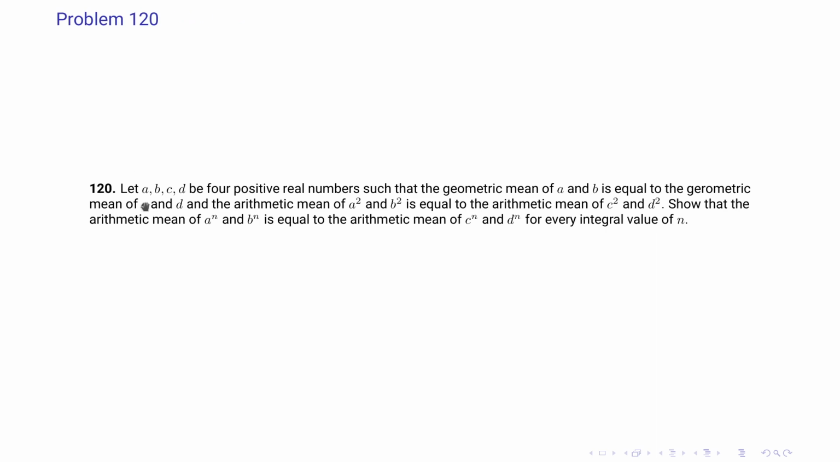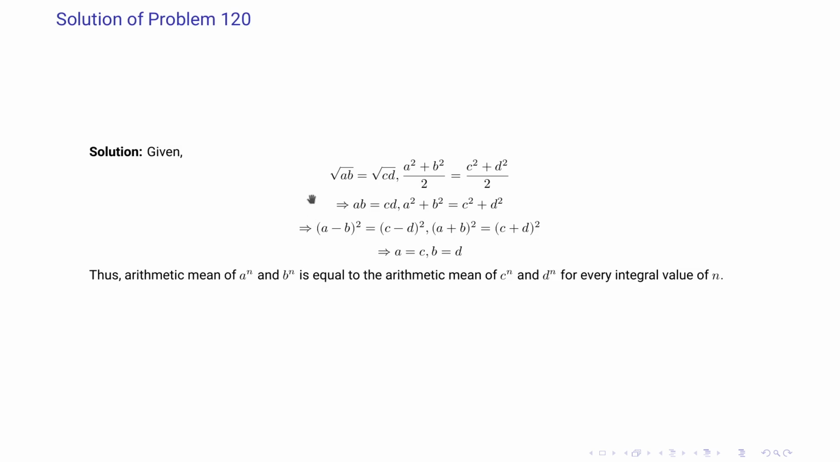Problem 120 says that let A, B, C, D be 4 positive real numbers such that geometric mean of A and B is equal to geometric mean of C and D, and the arithmetic mean of A square and B square is equal to the arithmetic mean of C square and D square, so that the arithmetic mean of A to the power n and B to the power n is equal to the arithmetic mean of C to the power n and D to the power n for every integral value of n.